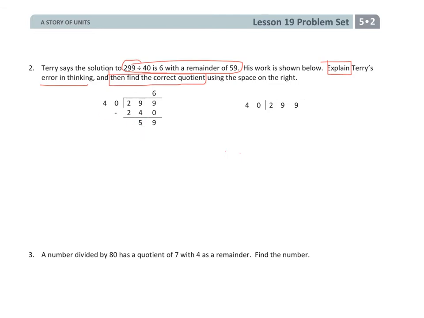So let's use that as our explanation. We can write Terry's error is that the remainder is greater than the divisor.